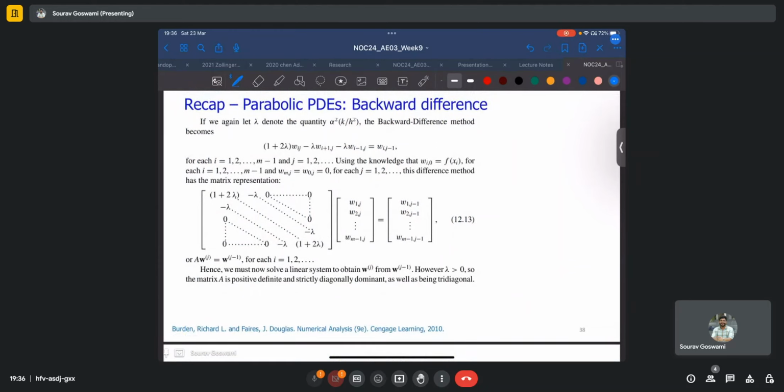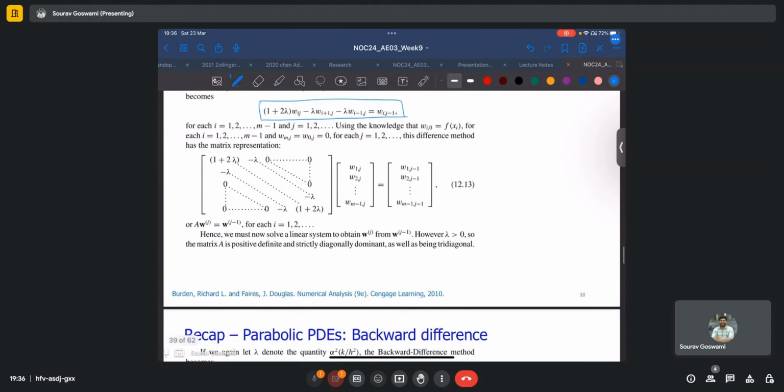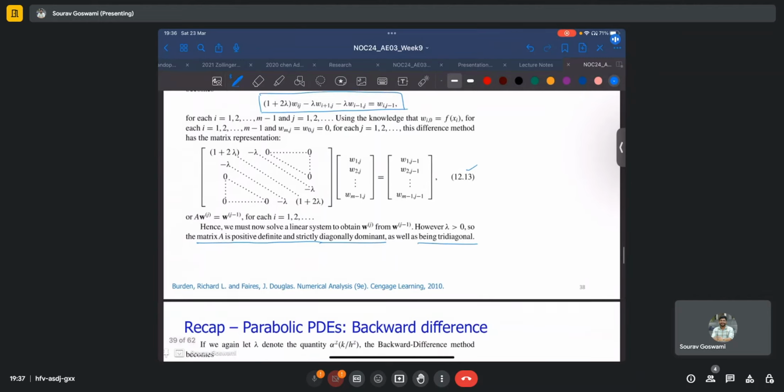Again, in a similar fashion, by defining the quantity lambda, the backward difference method will reduce to an equation like this, and it will have the given matrix representation in 12.13. That is A Wj is equal to Wj minus 1. The matrix A is positive definite and strictly diagonally dominant, as well as being tridiagonal. So it can be solved by known conventional computation methods.